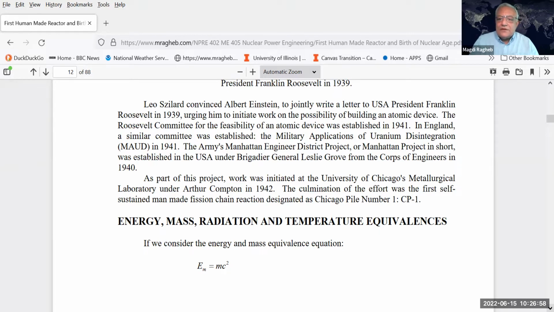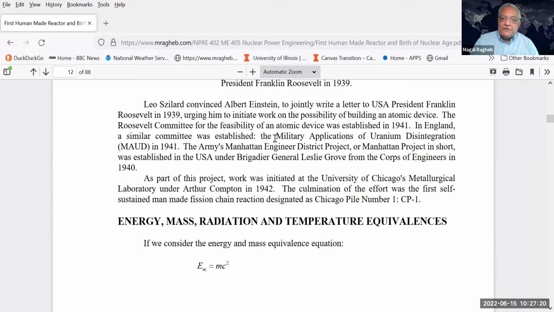They called it the Army Manhattan Engineer District Project. In short, the Manhattan Project in the United States, to try to study that process so that Germany would not monopolize the production of a weapon from the fissioning of uranium.